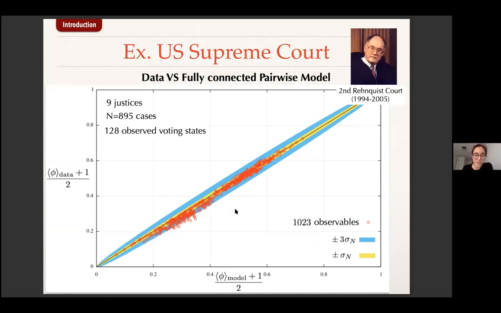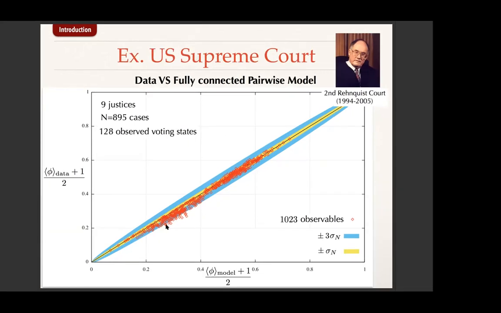you can see that in the case of a fully connected pairwise model, I will have the pairwise interactions, the pairwise observables, and the field observable ending up exactly on that x equals y line. All the observables end up very close, within 1 to 3 standard deviations from that line. So it is pretty good at capturing all the higher order patterns of the system.